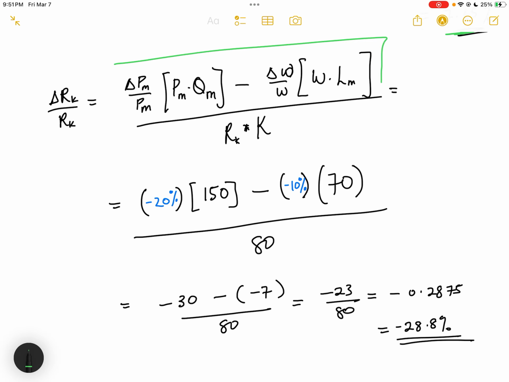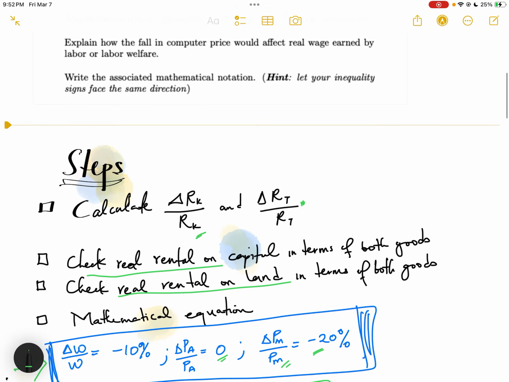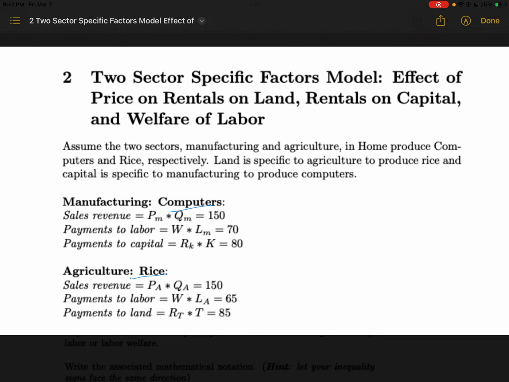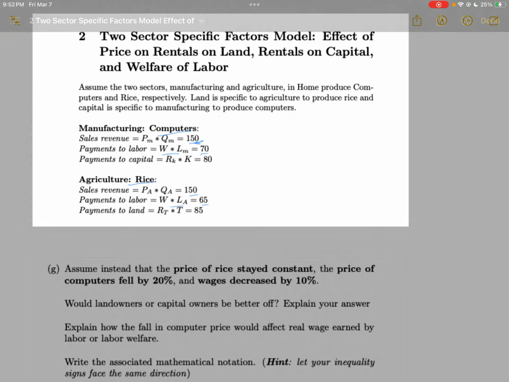This is the formula, and the blue is what question 2G gave us. So I plug that in. The 150 and the 70 I got from here. I'm going to scroll up now. Right, the sales revenue for computers, that was 150, and the sales revenue for ag, that was 150. Payments to labor, that was 65 for rice. Payments to labor, that was 70. See, that's where I got the information from.